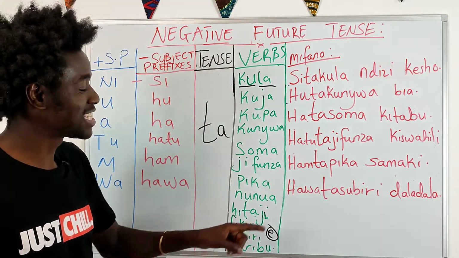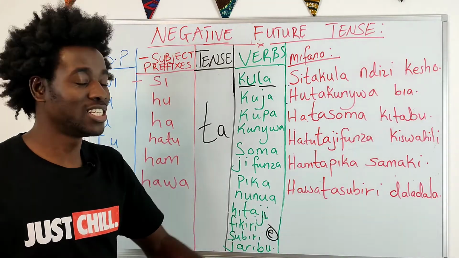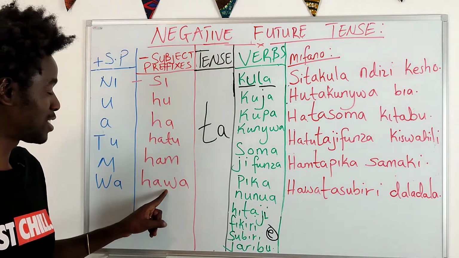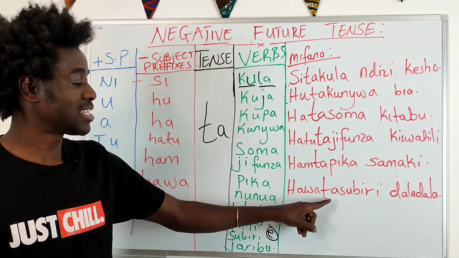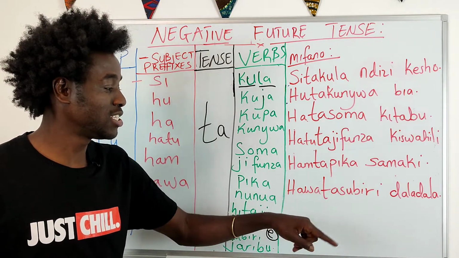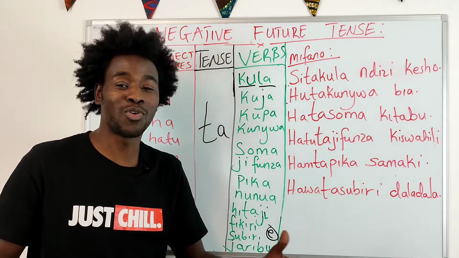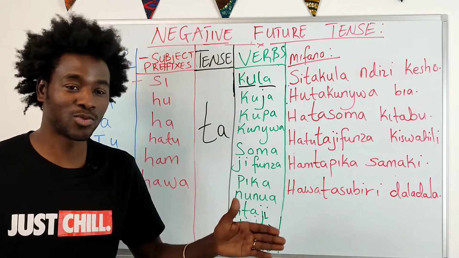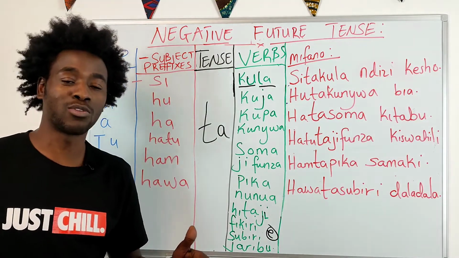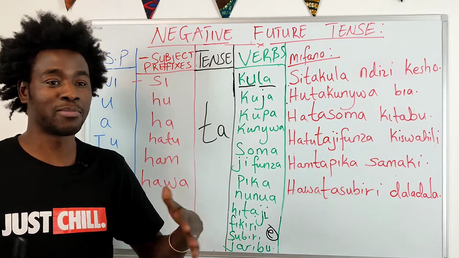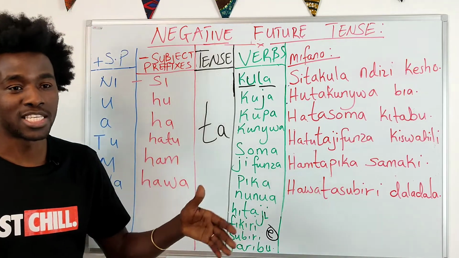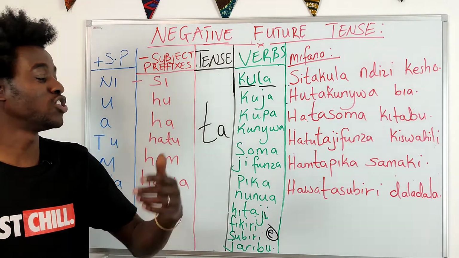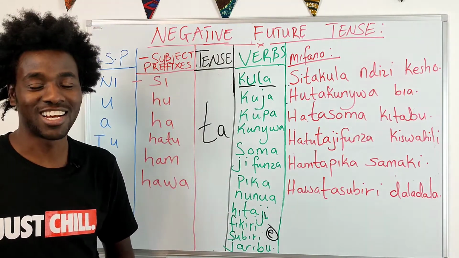And our last example is hawatasubiri daladala. Hawa, negative subject prefix. And ta, the tense, and subiri, this is to wait, and daladala, these are small buses that work in Tanzania from one place to another. For example, from Arusha town to Tengeru, or to Usa River, Majengo, or from Majengo to Sakina, and so on. So hawatasubiri daladala, this means that they will not wait for the daladala.